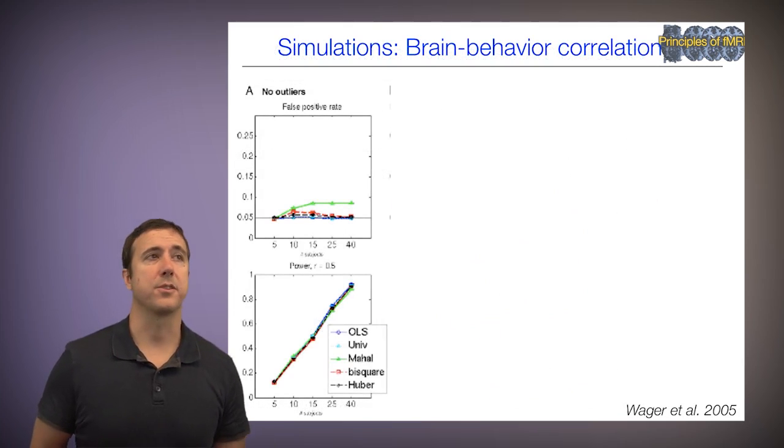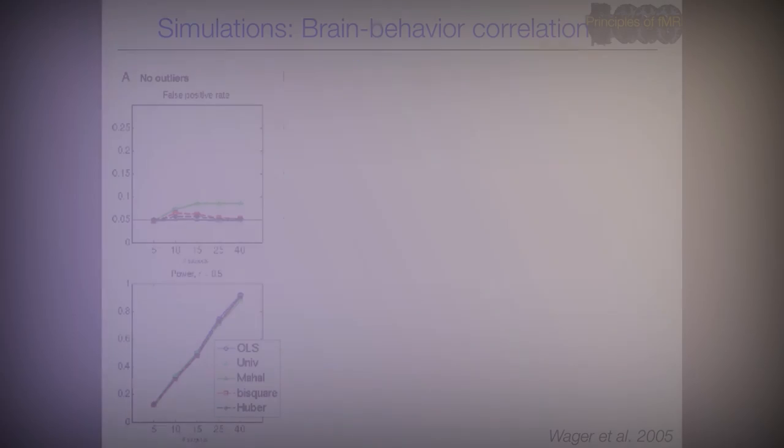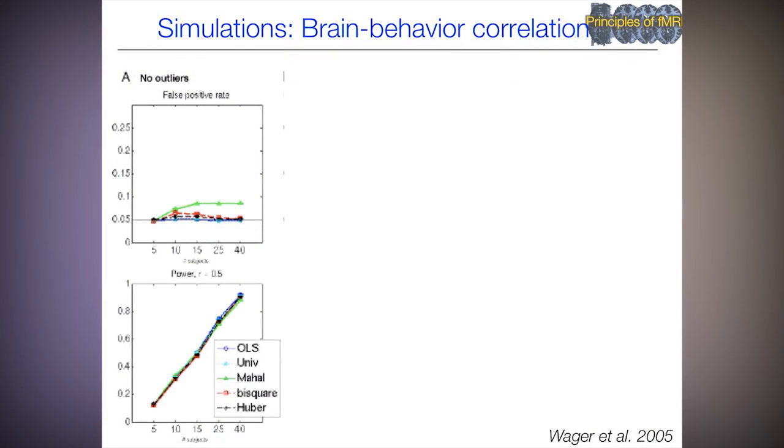Now we'll look at some simulations. So what you see here is a series of simulations where there's no outliers in the data. So all the assumptions actually hold. So we shouldn't see a benefit from robust regression here, but we can evaluate the costs. And on the top panel, there's no true signal, and we can look at the false positive rate. The x-axis is the sample size, ranging from 5 up to 40 subjects. And the bottom panel shows you power when there is a true effect, which increases with the sample size.